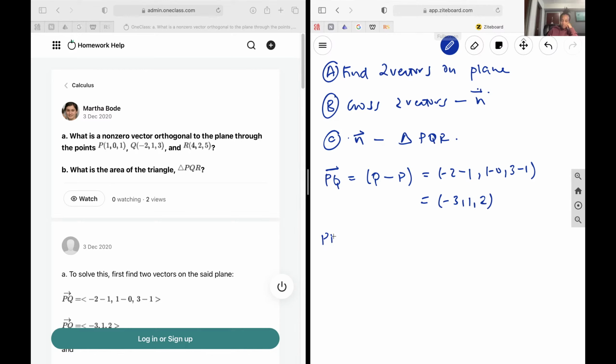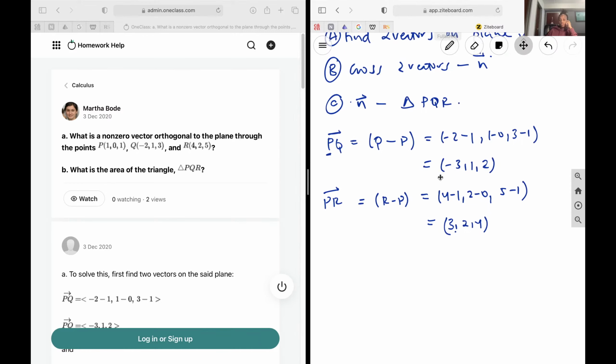Next up, I have PR. So I chose P in both cases so that these vectors aren't parallel to one another. So you have the first one staying the same, and then you change these last two letters since I have 3 points. And so this one will be R minus P, and that is going to be 4 minus 1, 2 minus 0, and 5 minus 1. And that will give me 3, 2, and 4. So these are my two vectors.